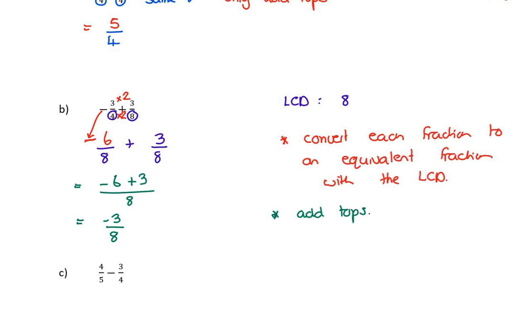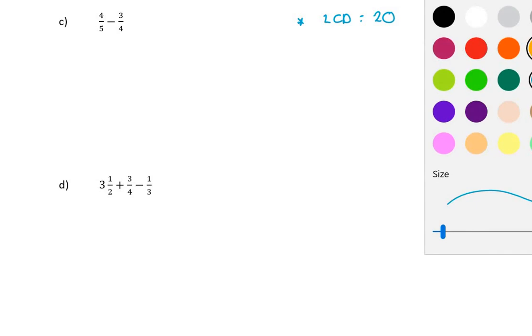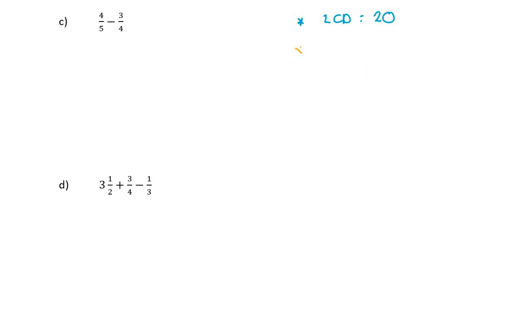I should always check if I can simplify at the end. Okay, let's just try 2 more. Next one, 4/5 minus 3/4. Okay, so I first say to myself, right, what's my LCD of 5 and 4? And that comes up a lot, and that's 20. So my second step is then to convert each fraction to a fraction over 20. So I need to convert 4 over 5 to a fraction over 20, and 3 over 4 to a fraction over 20.